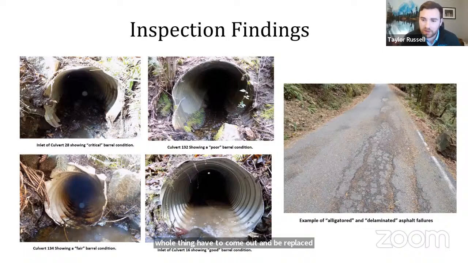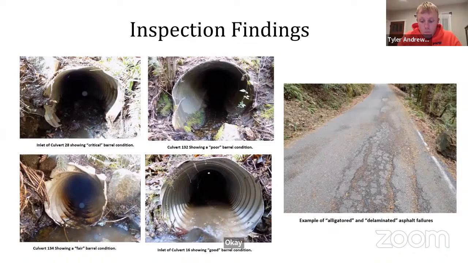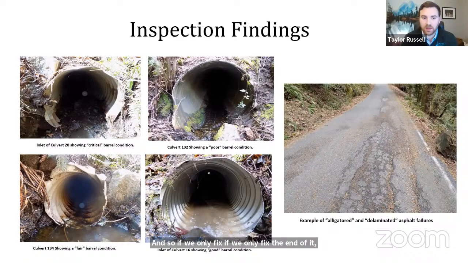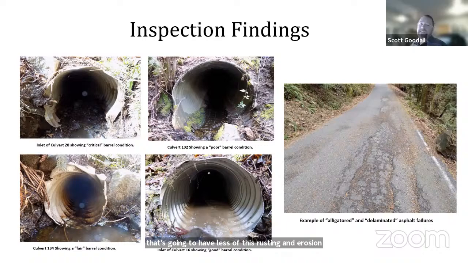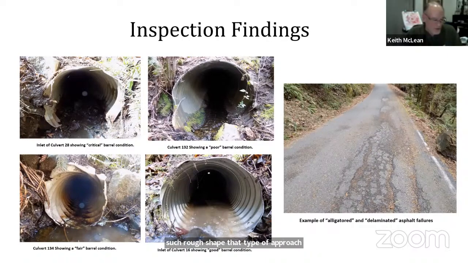Really, the reason that they look like this is because they haven't been replaced since they were initially put in about 50 years ago. If we only fix the end of it, then the erosion will continue to happen down the whole thing. And they should be replaced with some sort of plastic that's going to have less of this rusting and erosion happening. Yeah, and we did look into that option of using a liner to increase the structural capacity of the culvert. After evaluation, the sub-consultant that we looked at just said most of these culverts are in such rough shape that type of approach just doesn't work anymore.